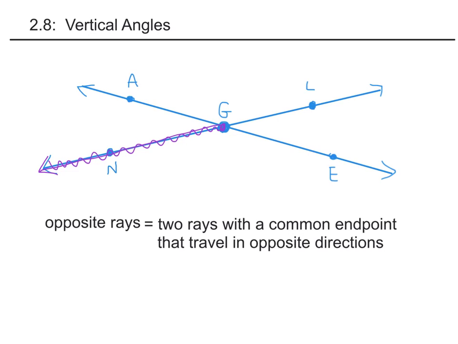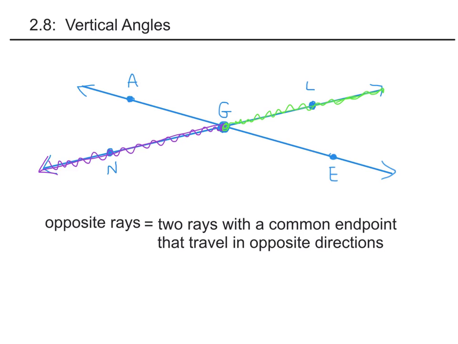Now, if I stay on that same line and I go in the other direction, let's make this one green. If I travel in the opposite direction, I've got ray GL. So this purple ray, GN, and this green ray, GL, those are opposite rays. Super important vocab word right there.